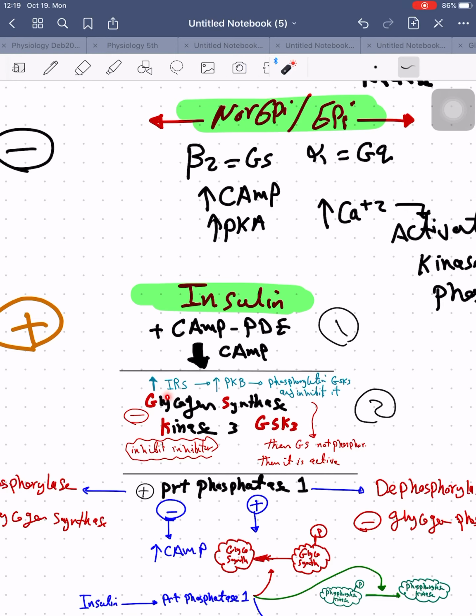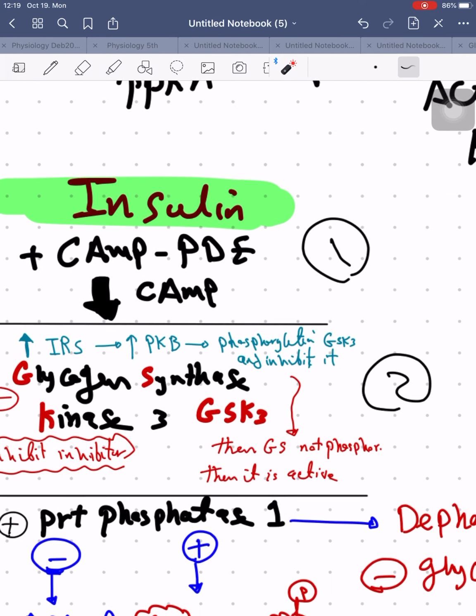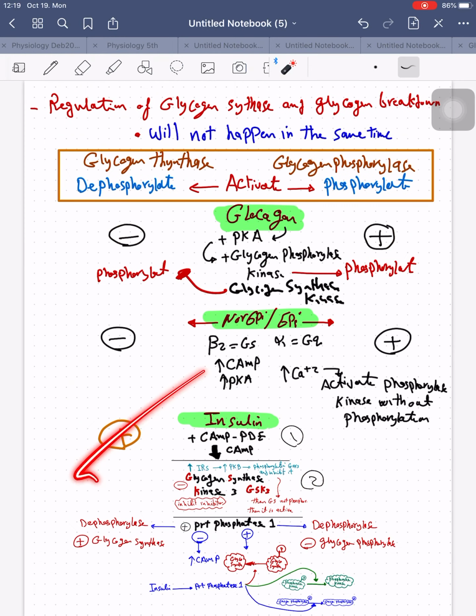will activate something called insulin receptor substrate, which activates protein kinase B. So glycogen synthase kinase is activated by protein kinase A and inhibited by protein kinase B. Protein kinase B phosphorylates glycogen synthase kinase 3 and inhibits it. And if I inhibit it, then glycogen synthase is not phosphorylated, so it is active. So I activate this one as well. Clear, guys? I hope it's clear.